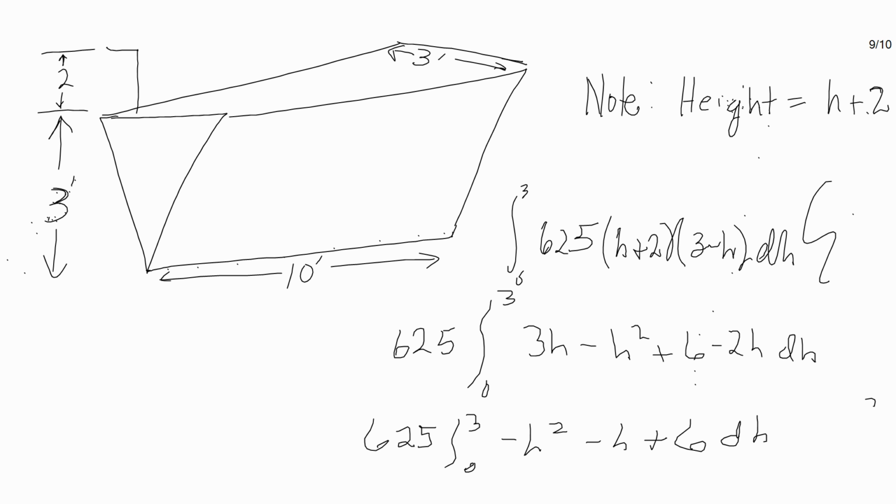So that's going to be 625 and brackets negative h squared, h to the third over 3. Miss Anthony, you're not even paying attention. Hurting my feelings. Minus h squared over 2. Yeah, I did plus h, thank you. Plus 6h. Evaluated at 3.